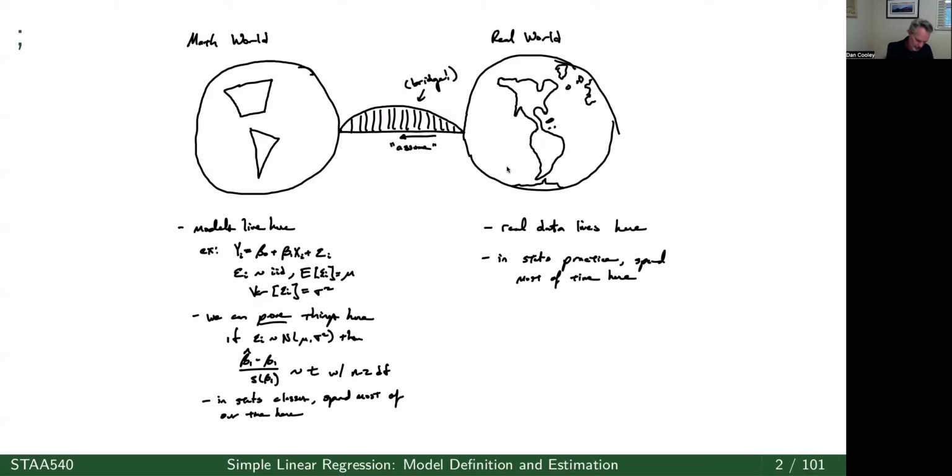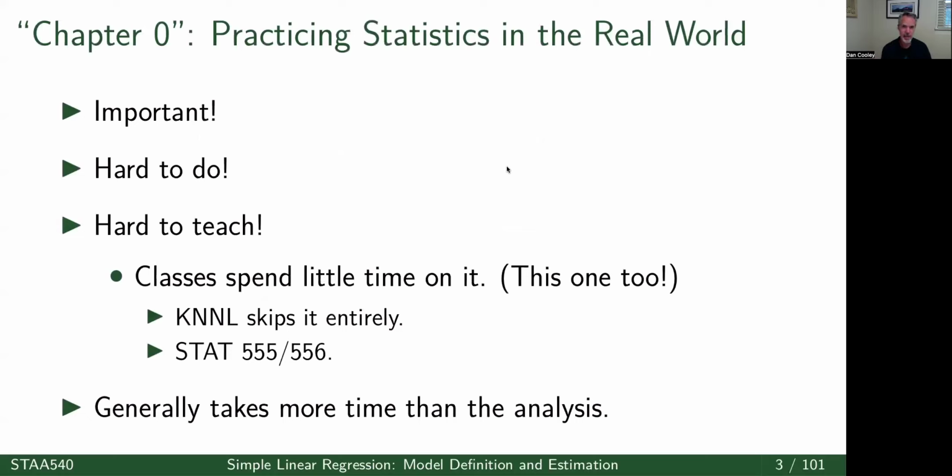So let's jump forward here. I have this labeled Chapter 0, Practicing Statistics in the Real World. The reason I call it Chapter 0 is because this does not appear in the book, but I think it's very important to talk about, and I wanted to spend a few slides on it. This real world piece is super important. It's hard to do. It's even harder to teach.